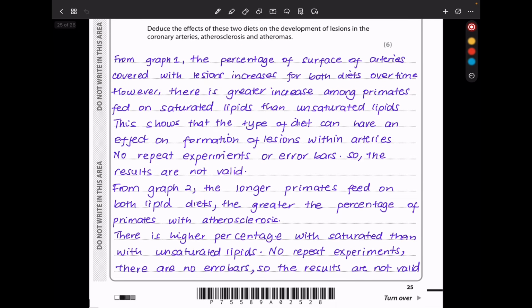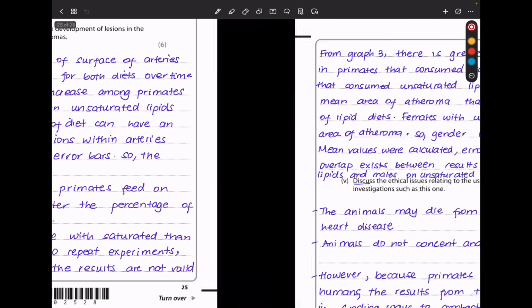However, in that experiment, there were no repeat experiments, there were no error bars, so the results may not be valid. From graph 2, the longer primates were fed on both lipid diets, the greater the percentage of primates with atherosclerosis. There is a higher percentage with saturated lipids, however, there were no repeat experiments, and there are no error bars, so the results may not be valid.